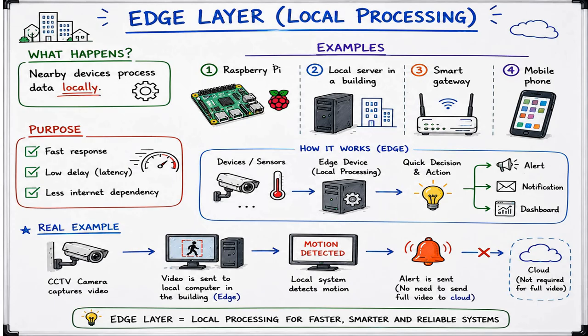So the edge layer focuses on: process nearby, respond quickly, and send less data. So this makes the IoT system faster, more efficient, and more reliable. So this is about the second layer of the IoT processing architecture, that is the edge layer.